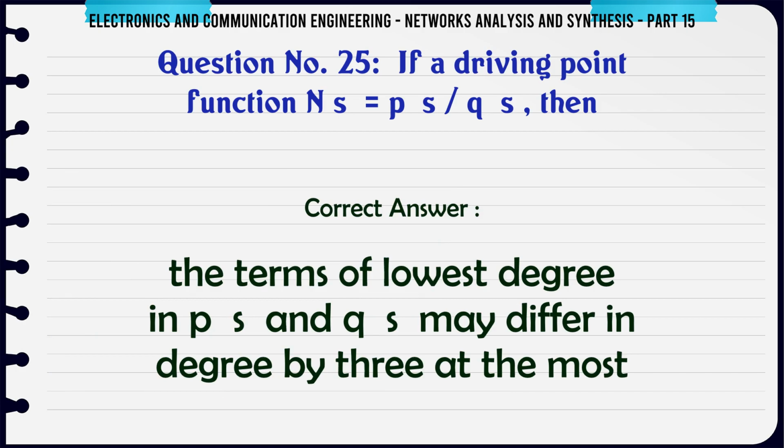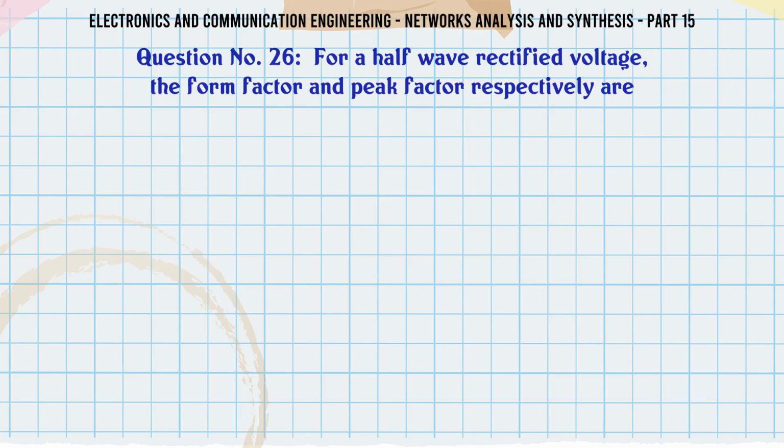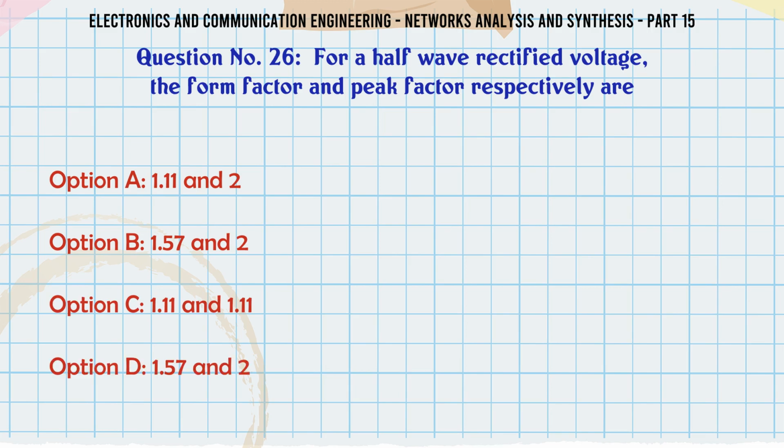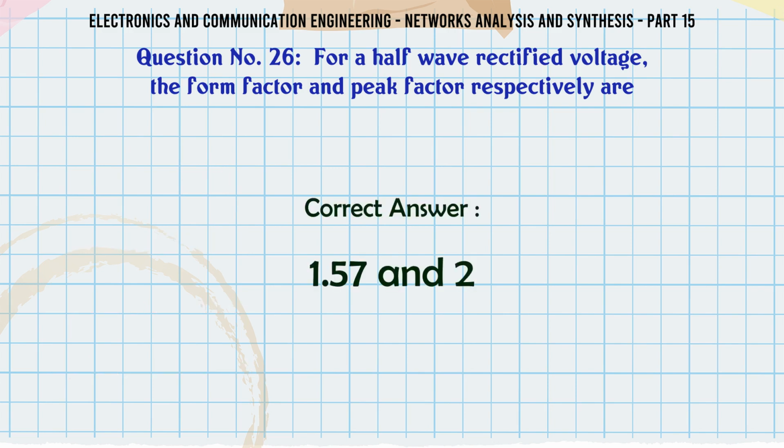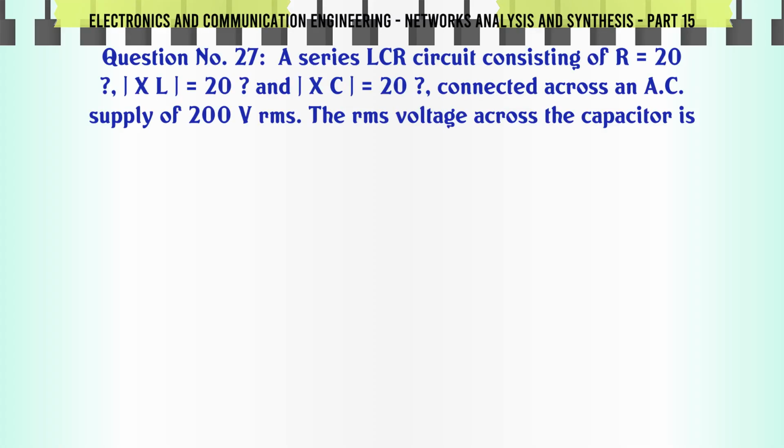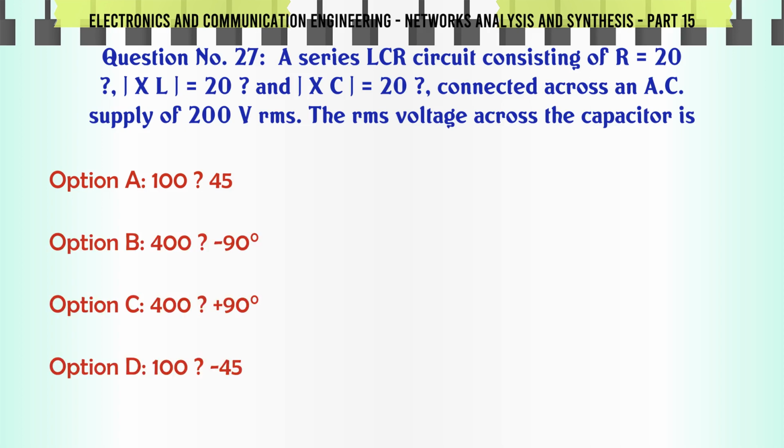For a half-wave rectified voltage, the form factor and peak factor respectively are A. 1.11 and 2, B. 1.57 and 2, C. 1.11 and 1.11, D. 1.57 and 2. The correct answer is 1.57 and 2.